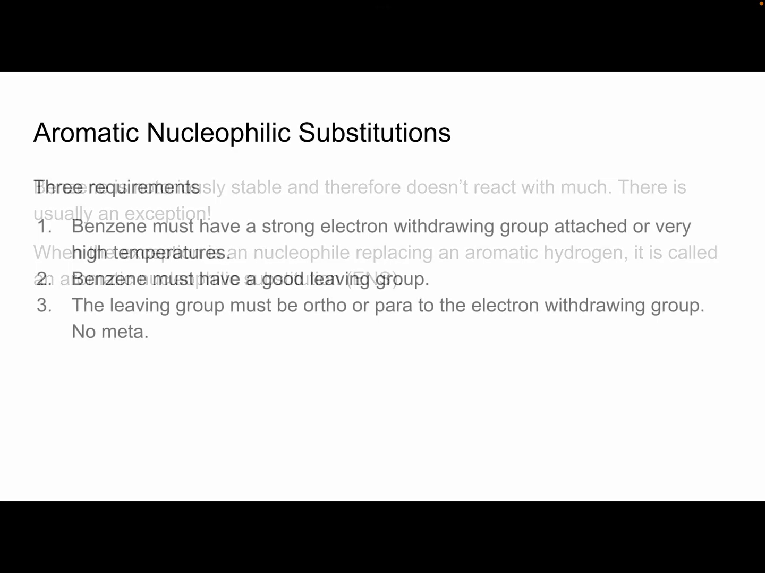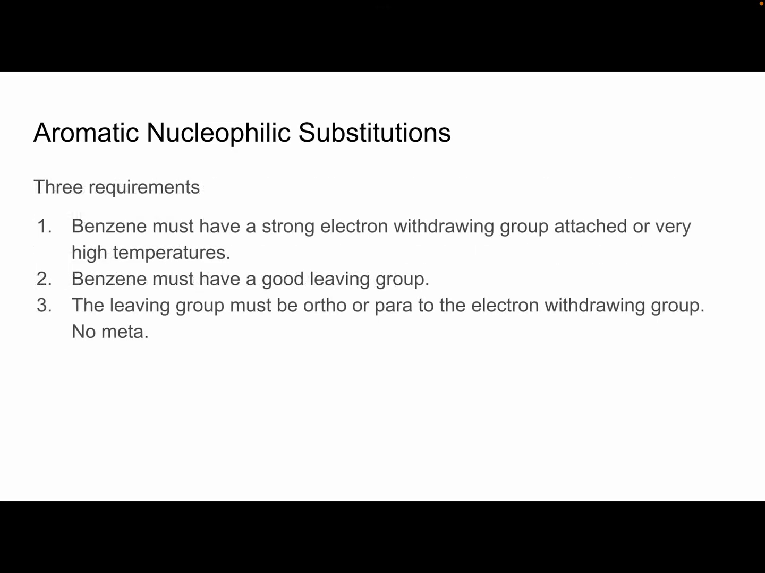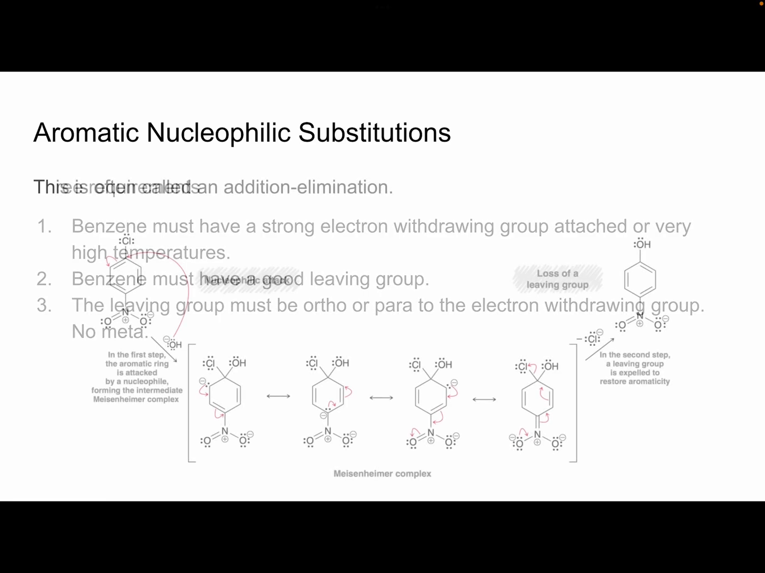My bad. Okay, there are 3 main requirements for us to do this in the traditional way. First of all, benzene must have a strong electron withdrawing group attached, or you have to be at very, very high temperatures with a weaker electron withdrawing group. You still need withdrawing groups. Benzene also has to have a good leaving group. And remember, a good leaving group is the conjugate of a strong acid. And the leaving group must be ortho or para. So ortho is directly across, para is right next to the electron withdrawing group. You can't have meta.